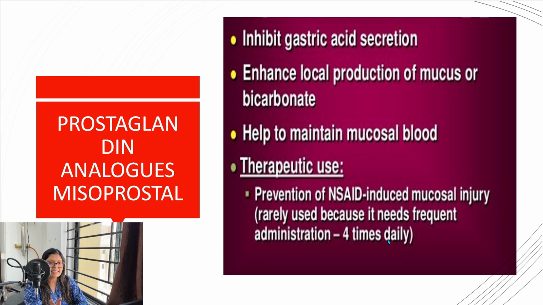So as a summary, I can say they reduce the gastric acid, they also enhance the local production of mucus and bicarbonate, and they help to maintain the mucosal blood flow. Now the therapeutic use of misoprostol, you can see here, is NSAID-induced mucosal injury. Similarly, in case of PPIs and misoprostol as well, the objective is centrally focused, that is they reduce the gastric acid secretion.